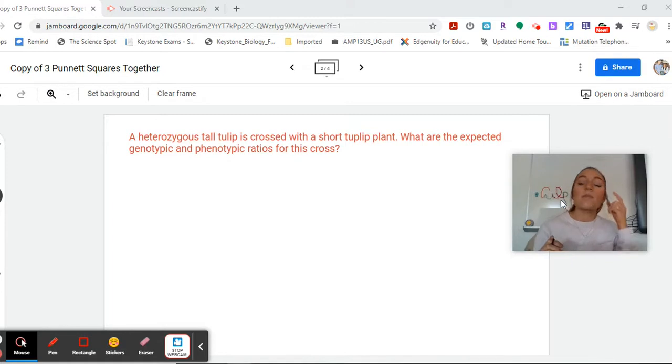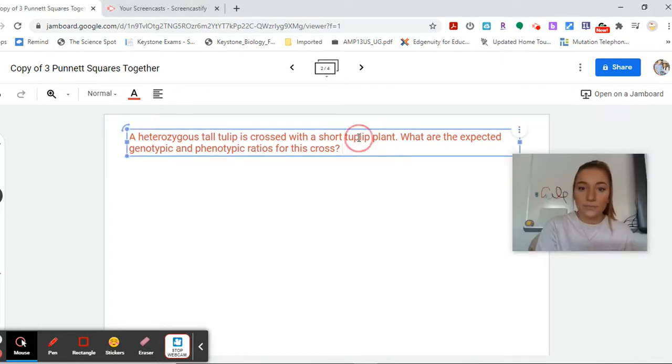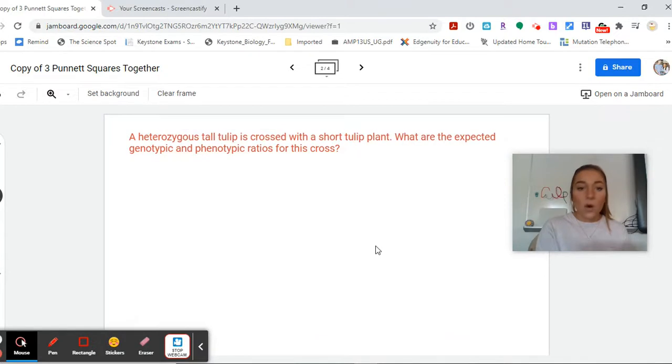And this practice problem is a little bit tricky because I'm not going to exactly tell you what's dominant right away. So if you saw a problem like this that said a heterozygous tall tulip is crossed with a short, let's just say tulip plant, what are the expected genotypic and phenotypic ratios for this offspring? Meaning, what percent of my kids would be tall versus short, homozygous dominant, homozygous recessive, or heterozygous?